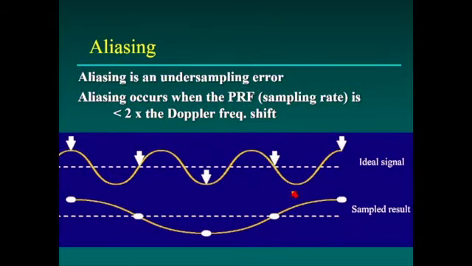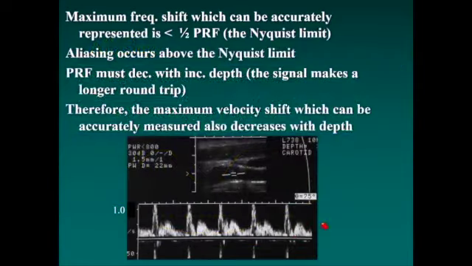Aliasing, this is one we all kind of know about. It's basically an undersampling error. Aliasing occurs when the pulse repetition frequency, which is the sampling rate, is less than 2 times the Doppler shift. Here it is diagrammatically. Here's the change of the Doppler shift that you're measuring, and if you undersample it, you're going to represent it as something that's changing much more slowly than it in fact is. What you might not be aware of is that every time you look at a Doppler thing, you are actually looking right at this Nyquist limit. That's the limit at which aliasing occurs. And here it is on the spectral Doppler.